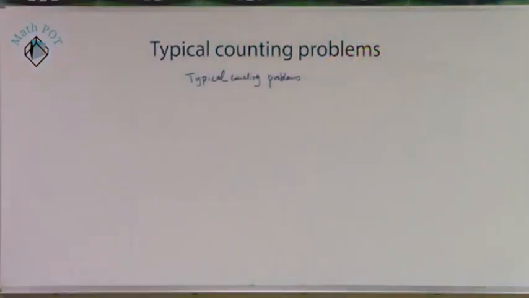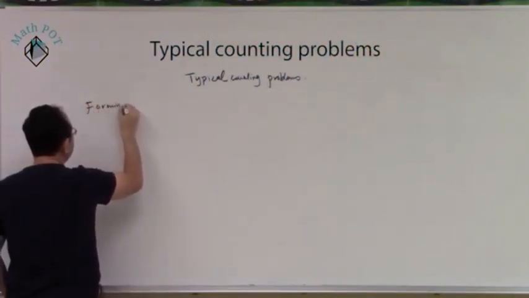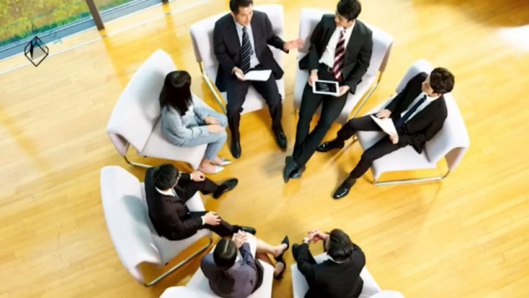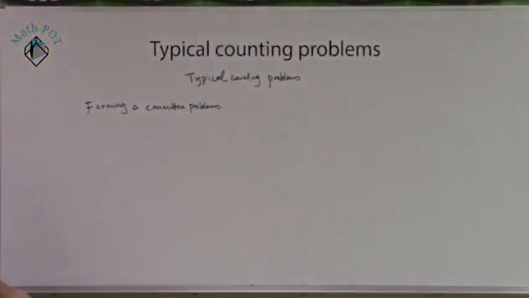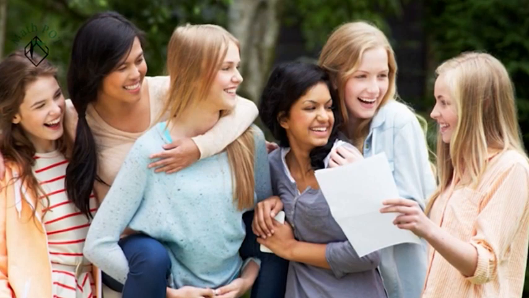So the first one, I like to call this forming a community problem. Definitely you need to understand it. This typical problem is called the forming a community problem. Try to fully understand how this works. Imagine a group where we have five boys and six girls.